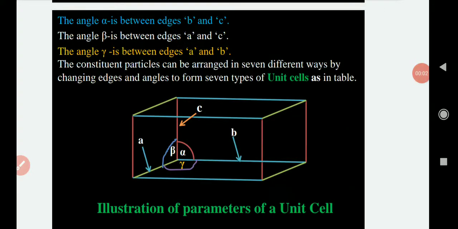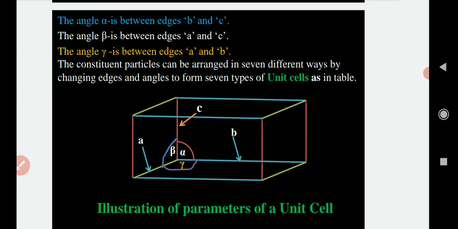This is the third video from the chapter Solid State. In front of you, you can see a unit cell. In this figure, the parameters which are responsible for different types of unit cells are given. The parameters are the edges, the length of the edge, and the angles present between the three edges. When these things change, they give rise to 7 different types of unit cells.